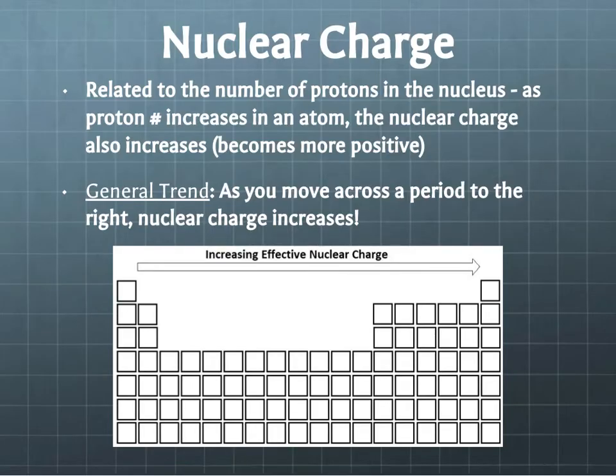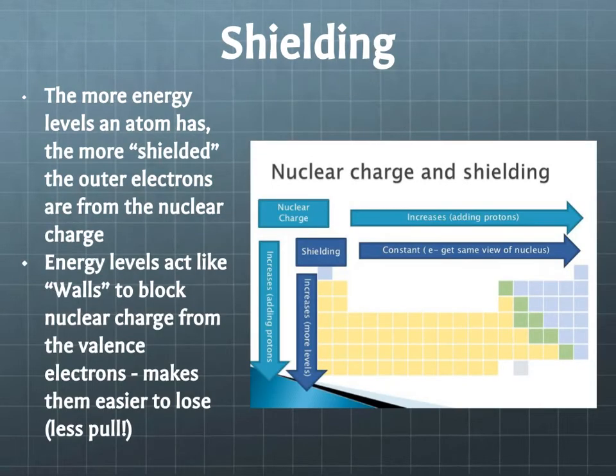So, as you move across a period, nuclear charge is going to increase because we keep adding more protons from left to right. Then we have this thing called shielding. Shielding is exactly what it sounds like. It's a block, it's a wall. It blocks the attraction from the valence electrons to the nucleus.